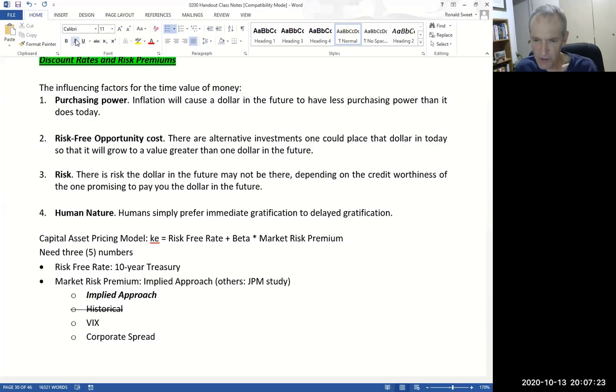And there's a couple other approaches, but these are the main ones. So my guess is most of you will only use the implied approach. It's definitely the one to use. And then the last thing you need is beta. And on beta, we're going to use a 4-step process. If you've taken my 3013 or my investment class, I use that process in there. I really like that process.